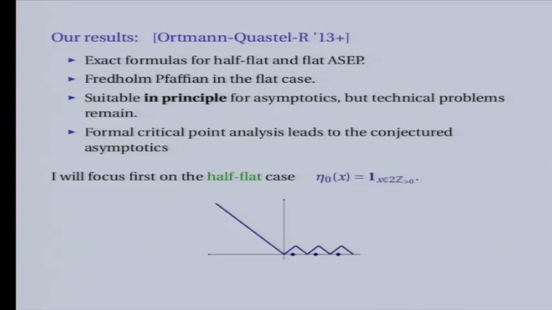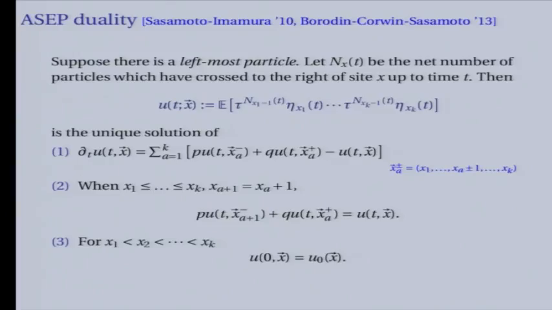And these formulas we get are suitable in principle for asymptotics. What I mean by that is that the critical point analysis works. The formulas are written in such a way that you can take limits, or you would think that you can, but there are some technical problems which we haven't been able to solve yet. But this formal critical point analysis, sweeping aside these technical problems, gives the right asymptotics. So we get the right result, and we also get what we're supposed to get in the half-flat case. So I'll start by focusing on the half-flat case first.